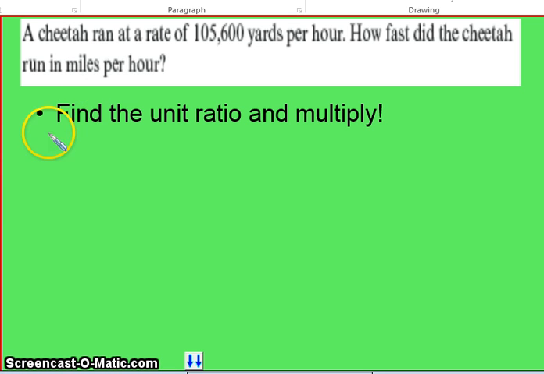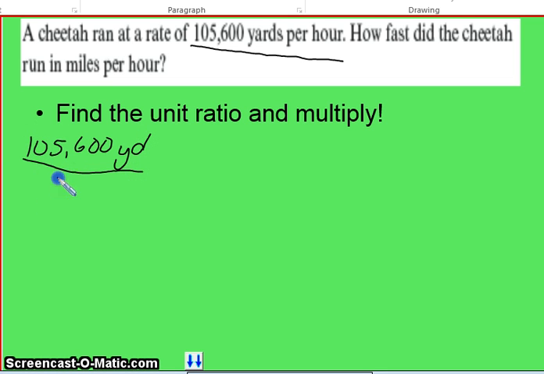So first we need to look at what we know. We know that this cheetah ran 105,600 yards per hour. So what we have is 105,600 yards every 1 hour. That means if that cheetah ran for 1 hour, he would run 105,600 yards. Now we want to convert this to miles per hour. Notice our time is already the same, so we're not going to have to change anything about the time unit. But we do want to be able to change yards to miles.